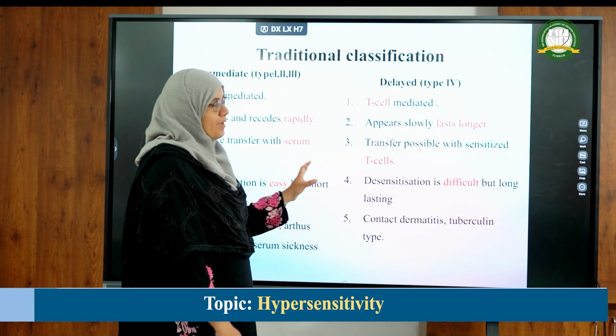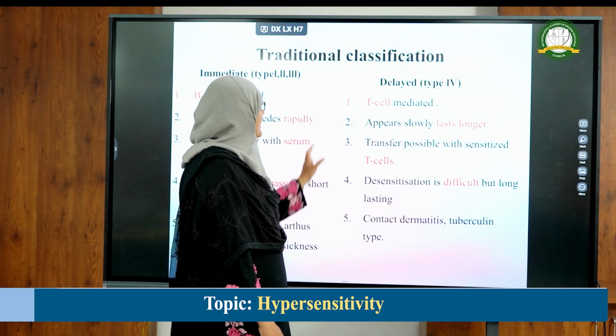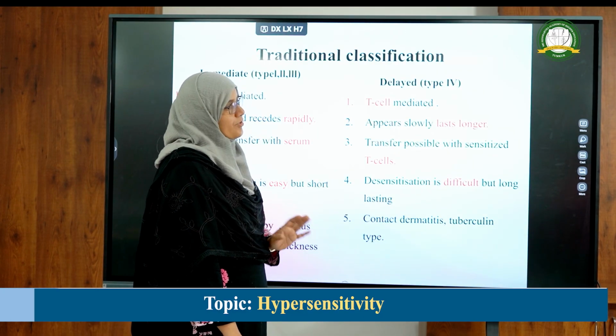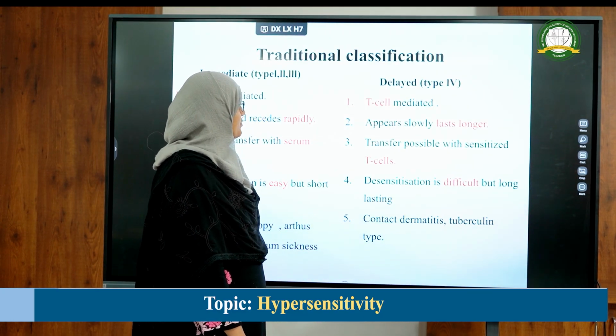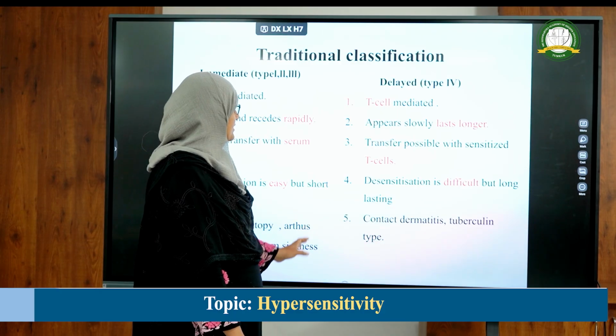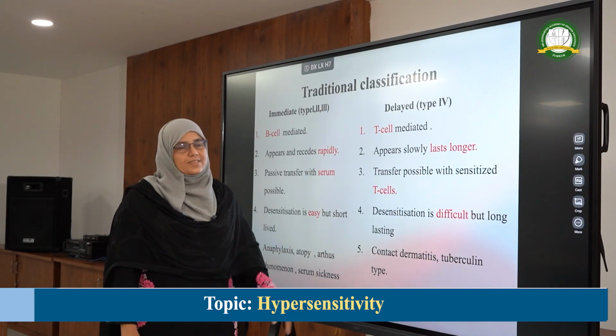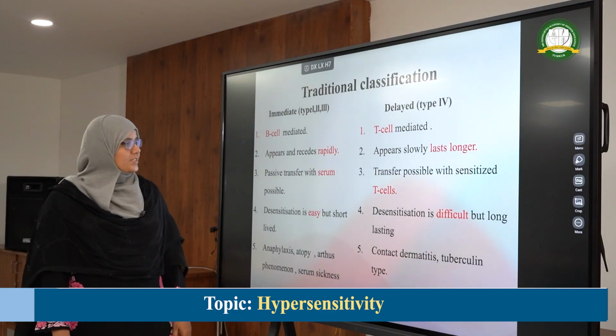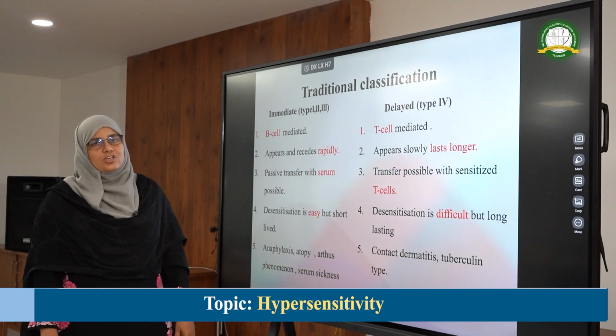Delayed type, type 4 hypersensitivity, is placed here. It is T cell mediated. It appears slowly and lasts for a longer duration. Transfer is possible with sensitized T cells. Here, desensitization is a little difficult, but if achieved, it is long lasting. Examples are contact dermatitis and tuberculin type.